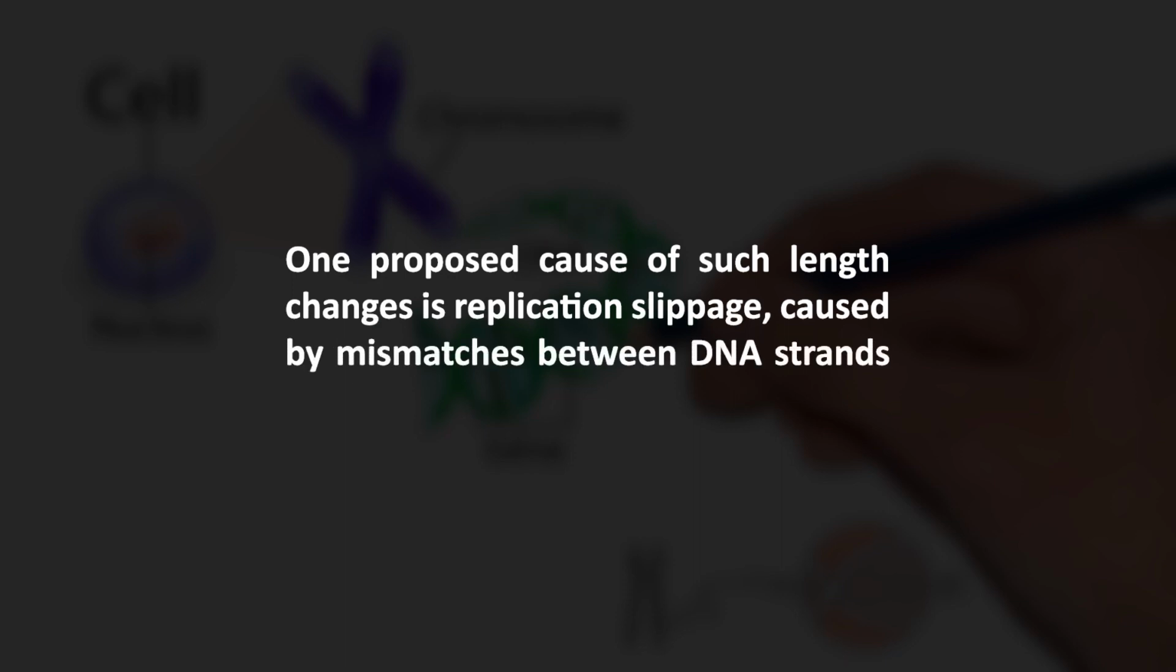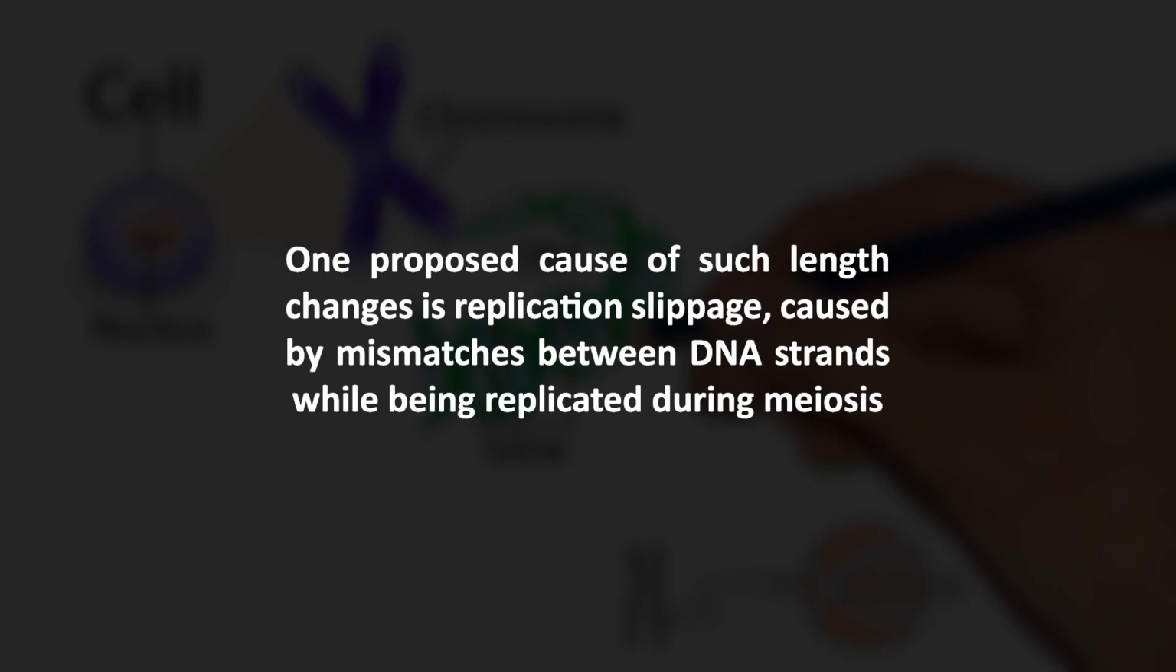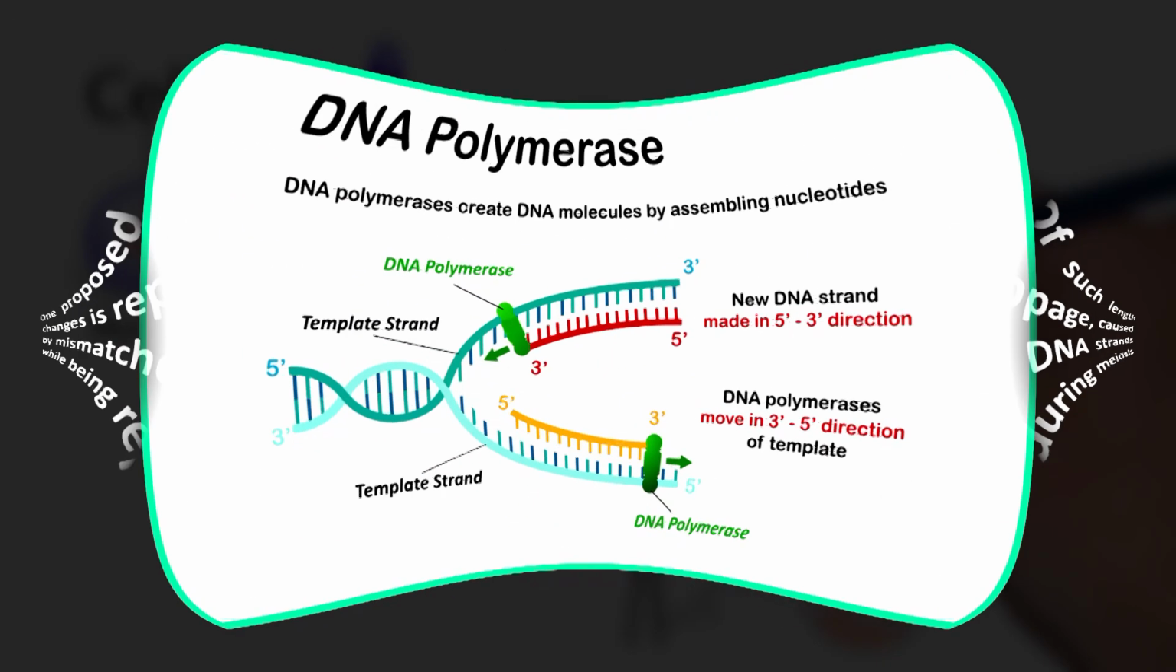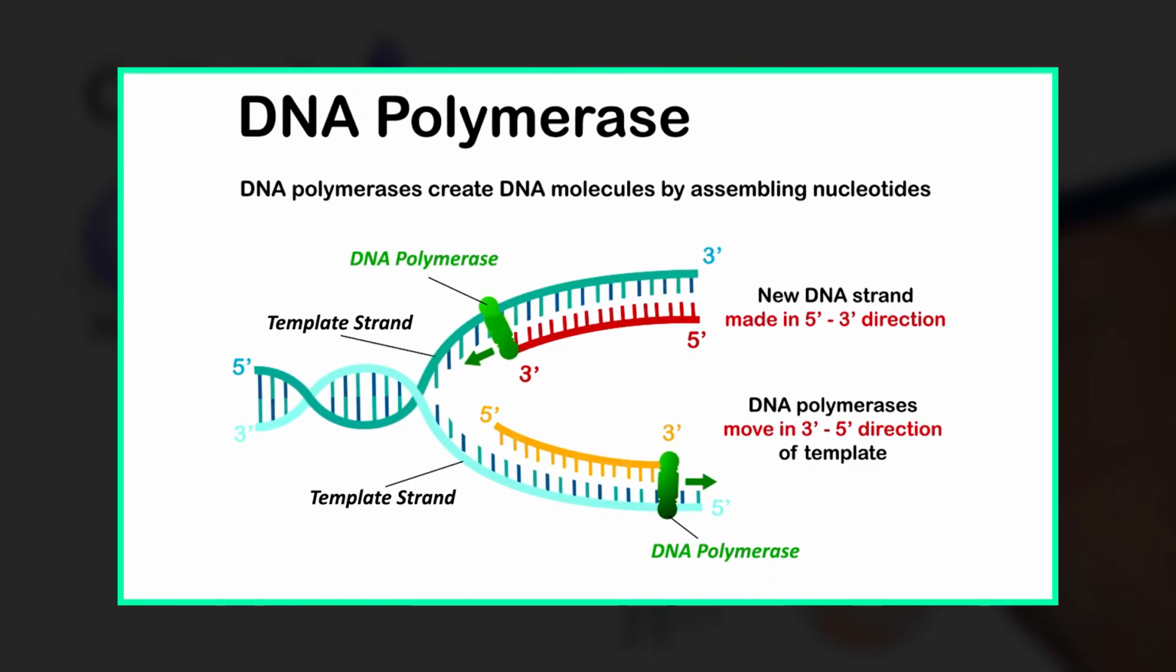The actual cause of mutation in microsatellites is debated. One proposed cause of such length change is replication slippage, caused by mismatches between DNA strands while being replicated during meiosis. DNA polymerase, the enzyme responsible for reading DNA during replication, can slip while moving along the template strand and continue at the wrong nucleotide.